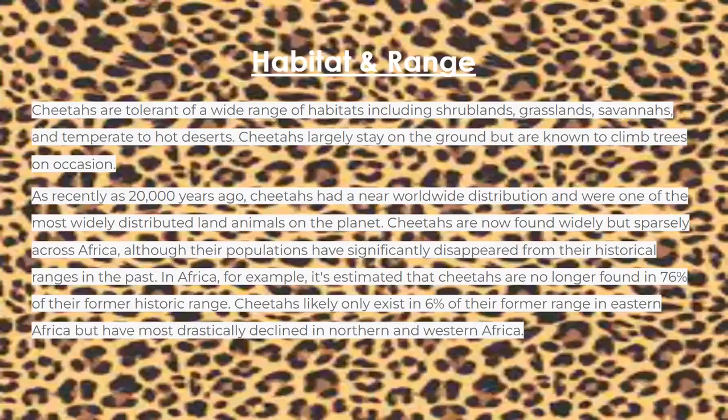Next slide. Okay, now we'll talk about the habitat and the range. Cheetahs are tolerant of a wide range of habitats, including shrublands, grasslands, savannas, and also temperate to hot deserts. Cheetahs largely stay on the ground, but if they want to, they are able to climb trees as well. As recently as 20,000 years ago, cheetahs had a near worldwide distribution and were one of the most widely distributed land animals on the planet.